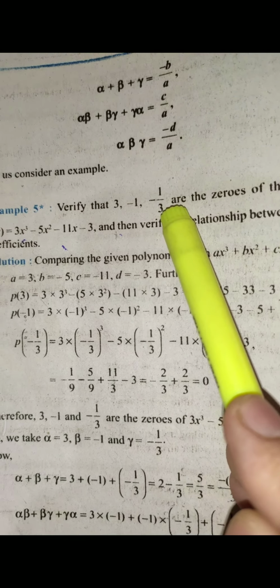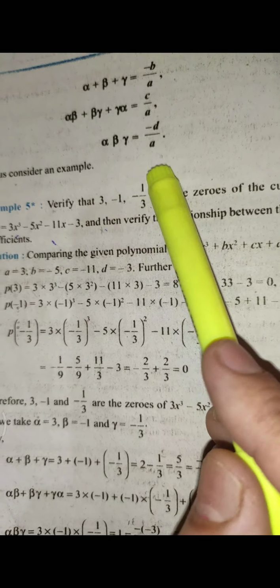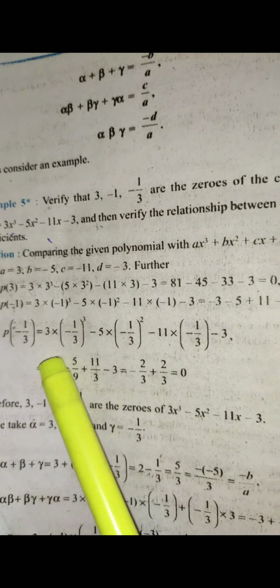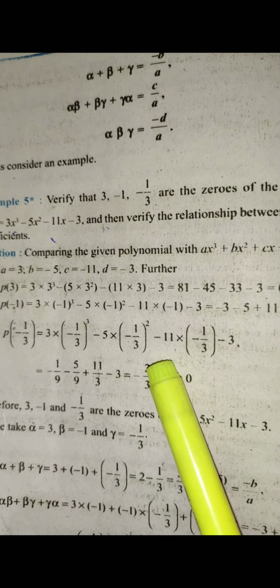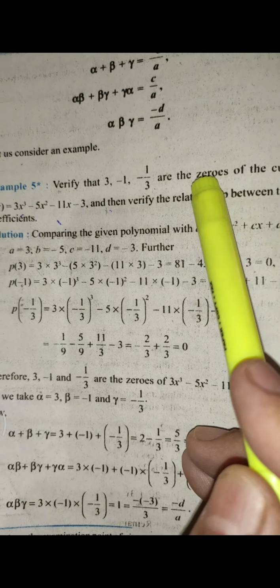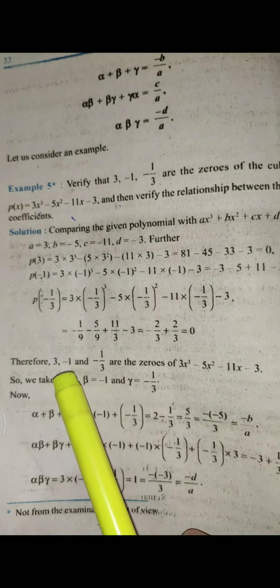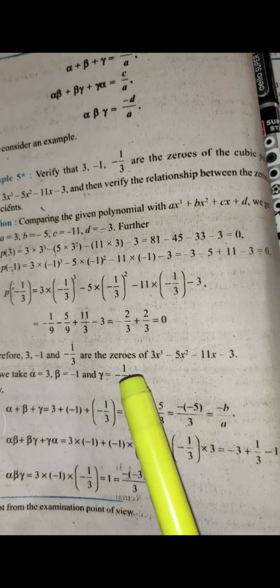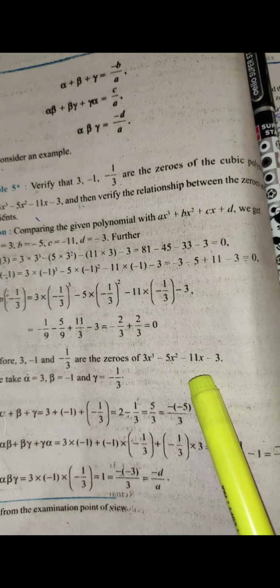Now we will check the third number. What is the third number? Minus 1 by 3. Substitute here, and after substitution, simplify it. Again, what is the value? 0. So these three numbers are zeros of this p(x). First part of our question is complete. Therefore, 3, minus 1, and minus 1 by 3 are the zeros of this polynomial.